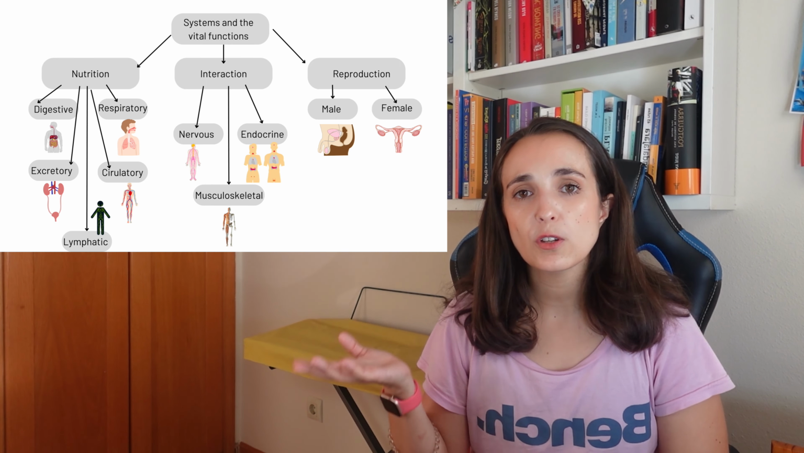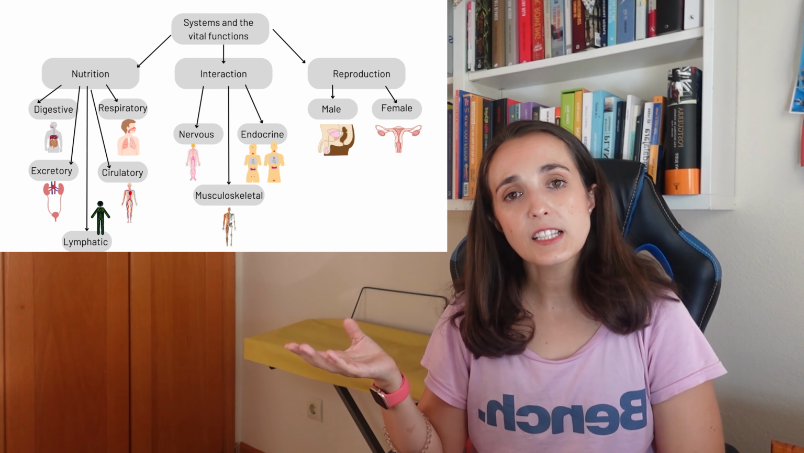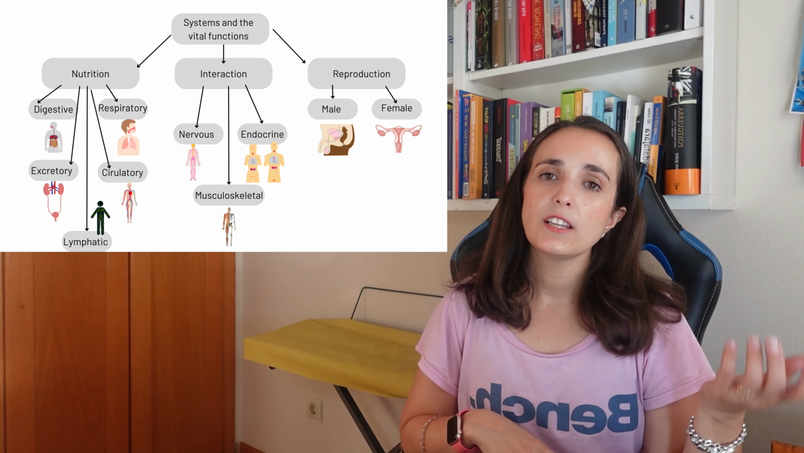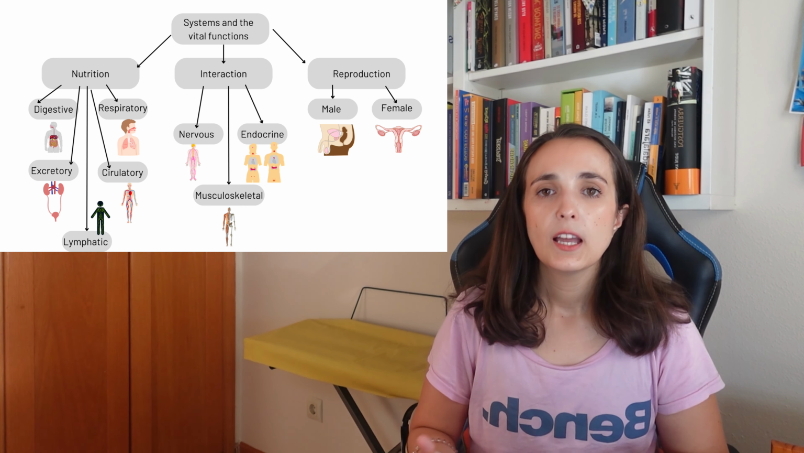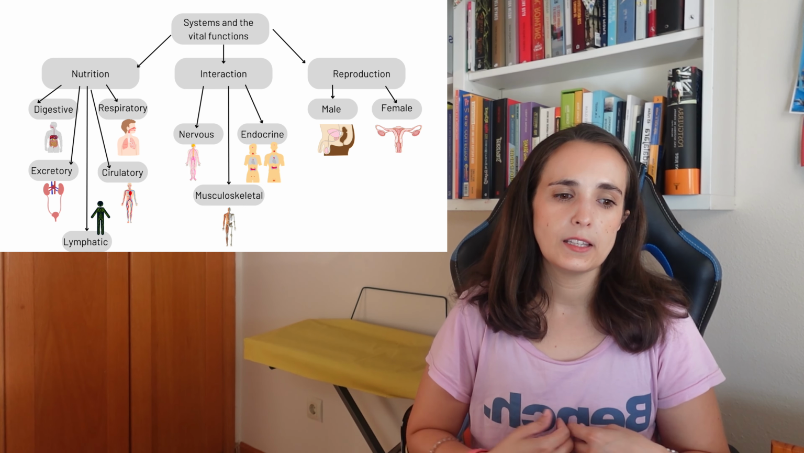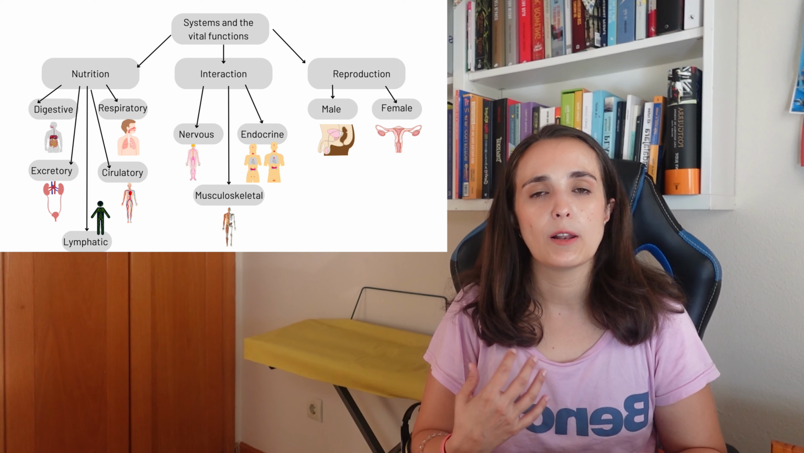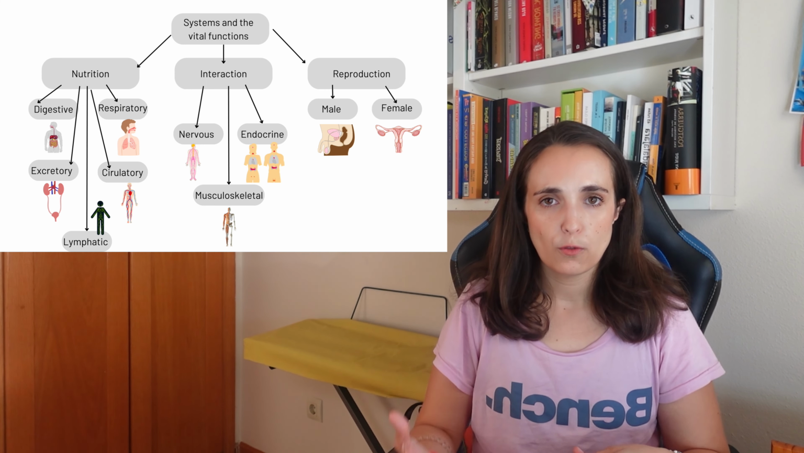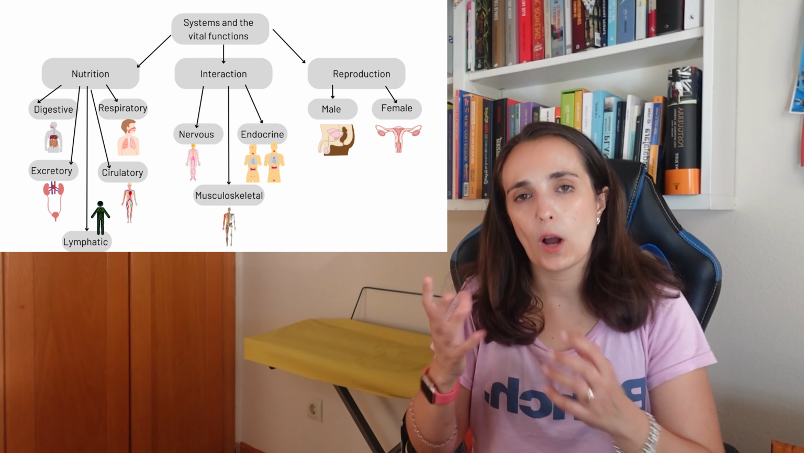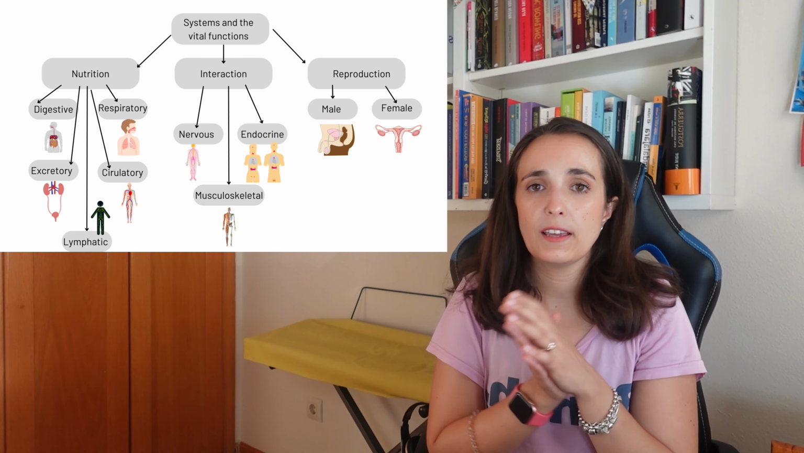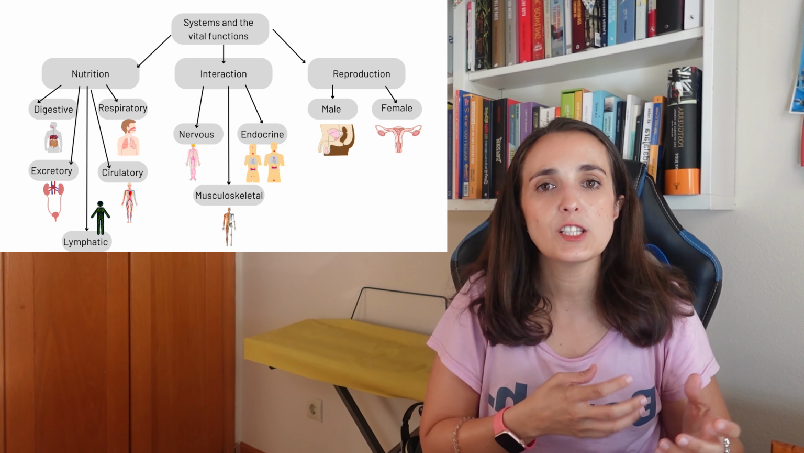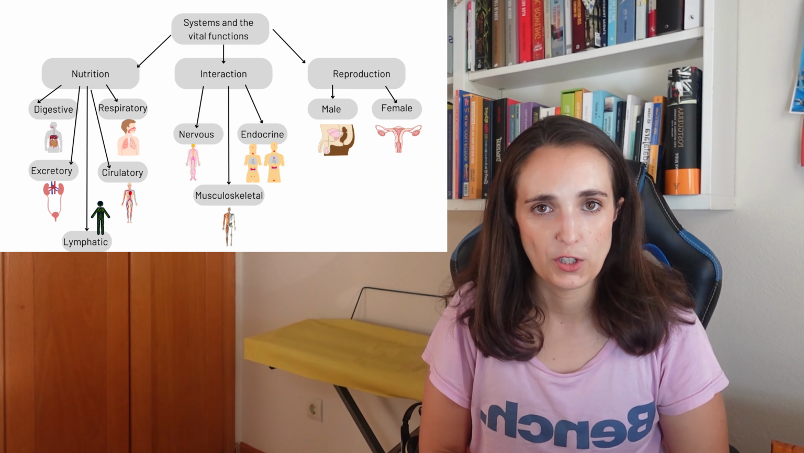The spermatozoids are created in the testicles, the ovules in the ovaries, and there are different types of organs in these systems that will be useful for the creation of these cells, or they will participate in the process of reproduction. Okay.